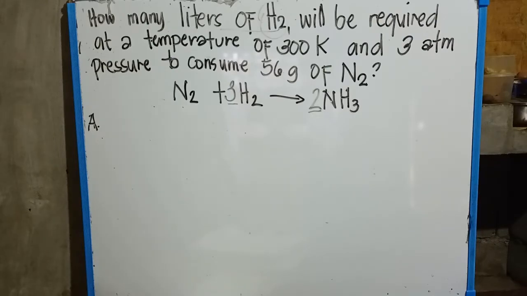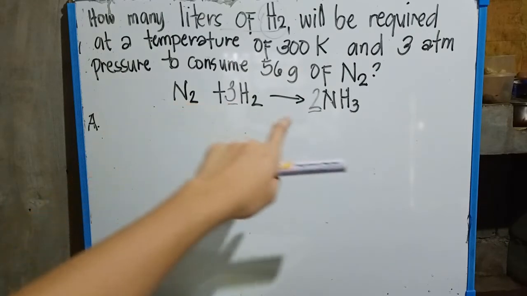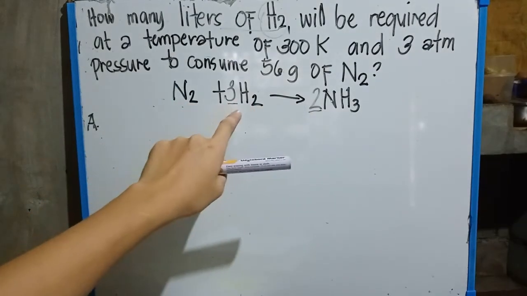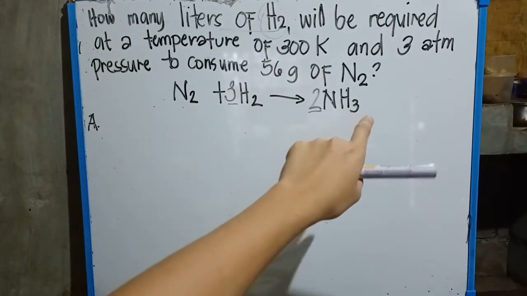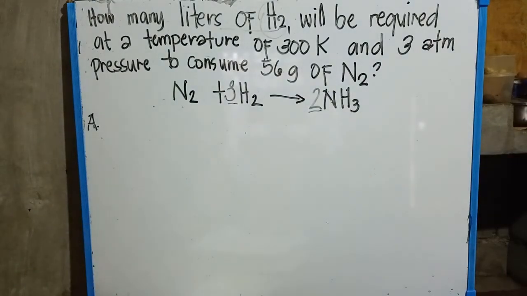No matter how big the number you use, if it is not the least number that can be used, then it is still wrong, because your solutions will no longer match. So let's recheck again. As you can see, it is already balanced, because 2 here is 2 here, then 6 and 6. So we can now proceed to our steps in order for us to solve the liters of hydrogen gas.